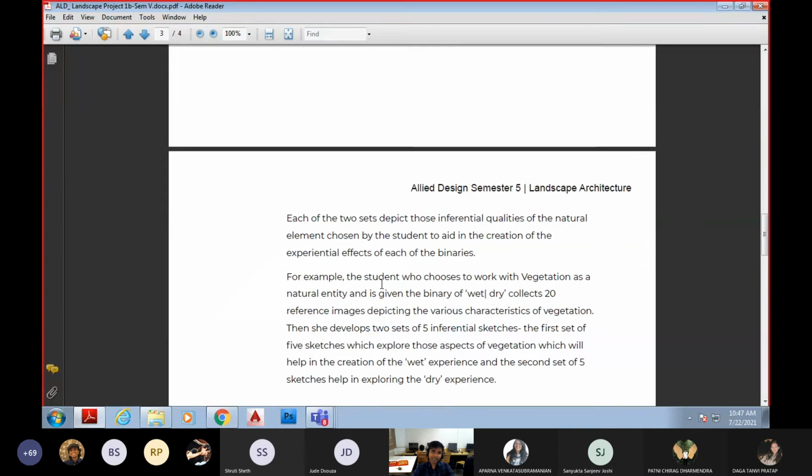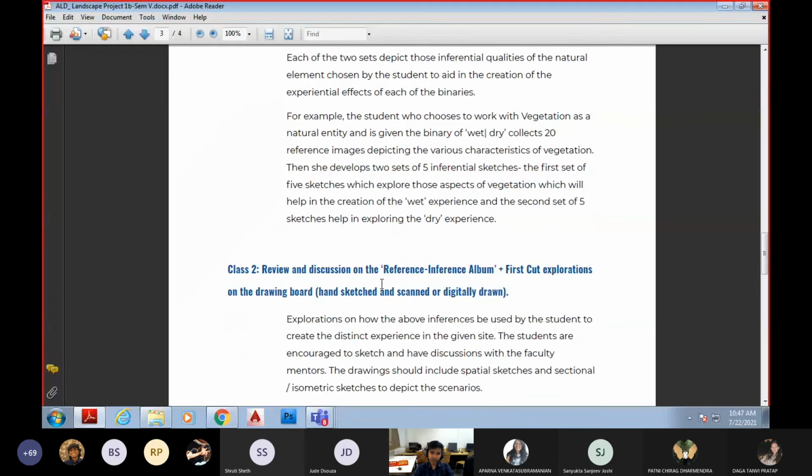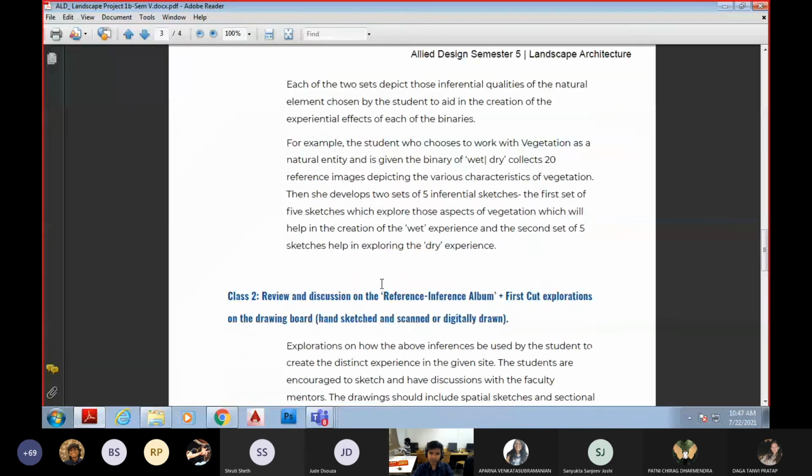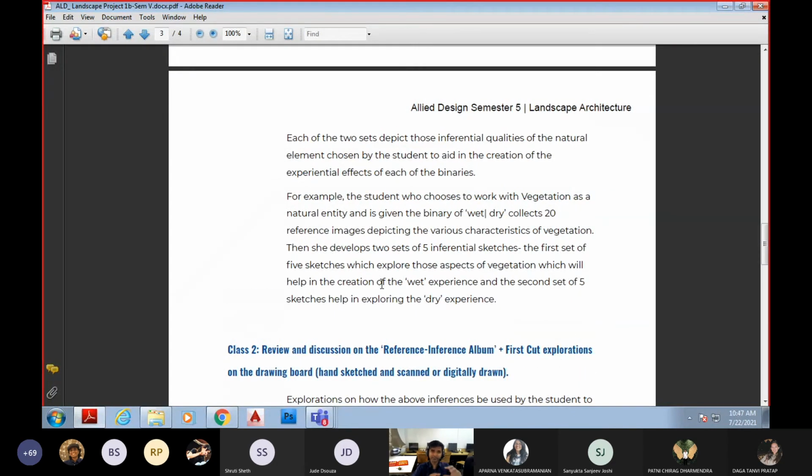And in the next class, we would like to see you draw this out. Okay, so you have your reference inference album ready, and an initial sketch, which could be a plan, a section, or any other mode of drawing, as long as it's drawn to scale. In this particular exercise, you're not allowed to distort the scale, because if you distort it, you'll understand what that is.